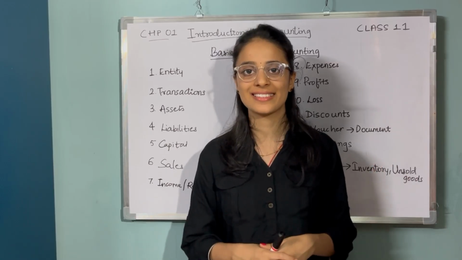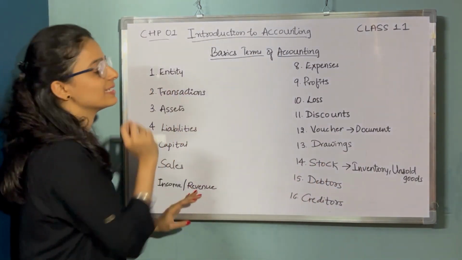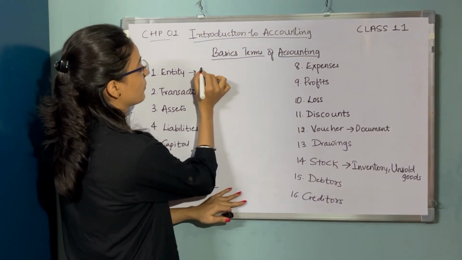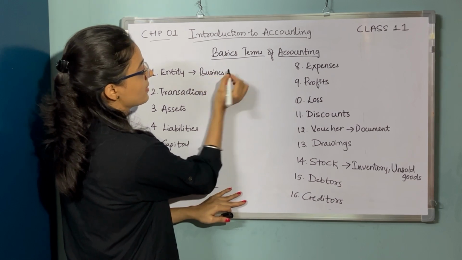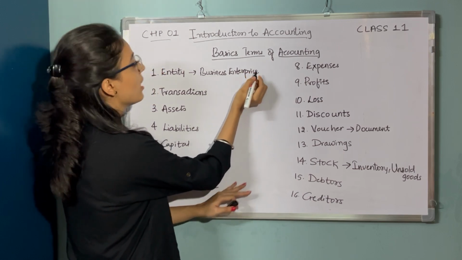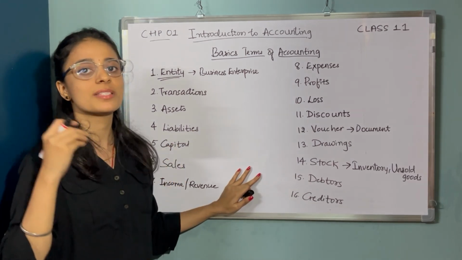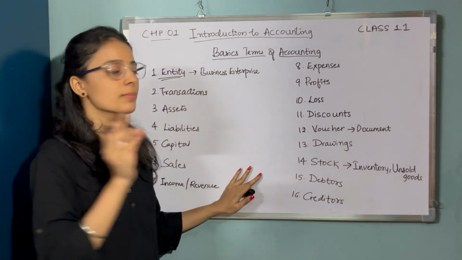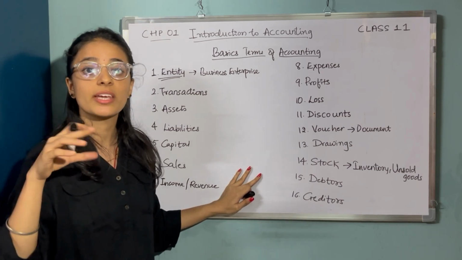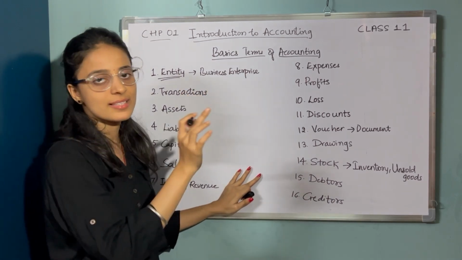So let's get started. Basic terms of accounting information. Our first term is entity. Entity is nothing but a business enterprise. When the term entity is used, it only means it's a business enterprise or a business shop, I can say in simple terms. There are incidences where we use it as accounting entity too. So it only means it's a business enterprise.